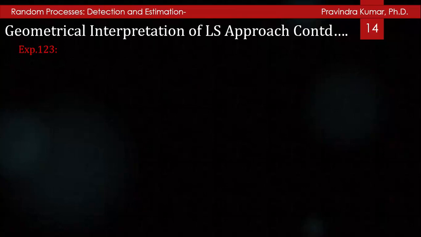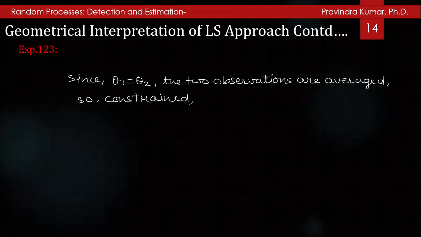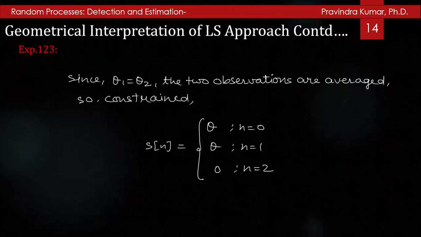Since theta 1 is equal to theta 2, two observations are averaged, so the constrained signal is Sn equal to theta when n is equal to 0, Sn is equal to theta when n is equal to 1, and Sn is equal to 0 when n is equal to 2. The parameters to be estimated get reduced to theta only. Estimating the unconstrained LSE of theta using the reduced signal model would have produced the same result here.